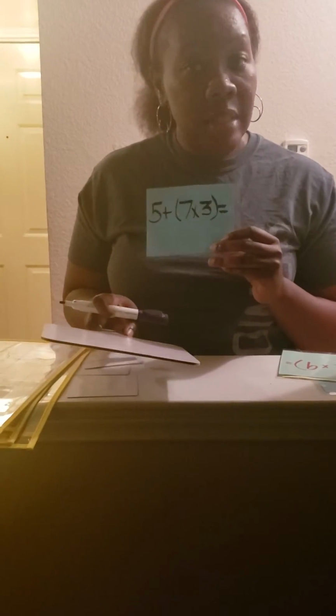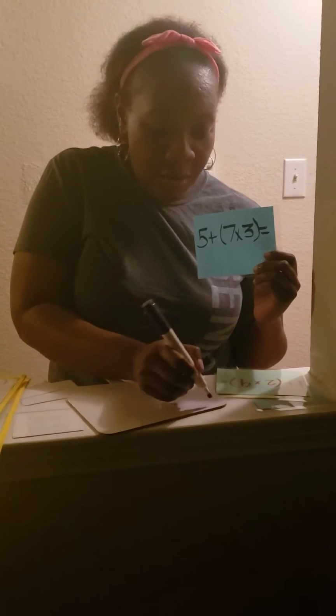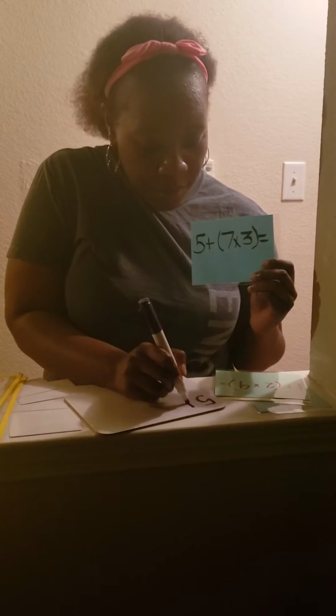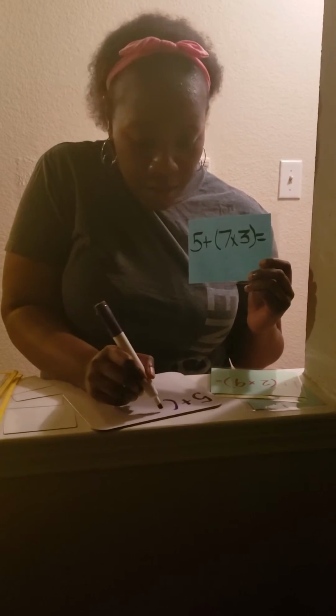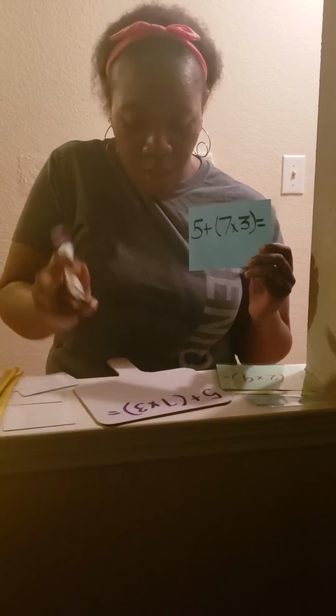Okay, so for the next card, we have 5 plus parentheses 7 times 3, close parentheses, equals. Now we're going to write that down: 5 plus parentheses 7 times 3, close parentheses, equals.